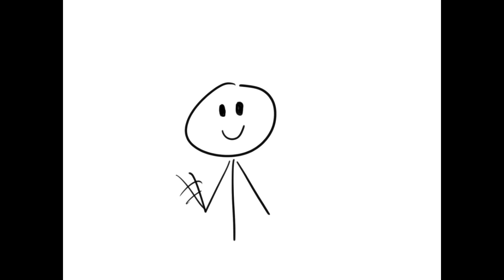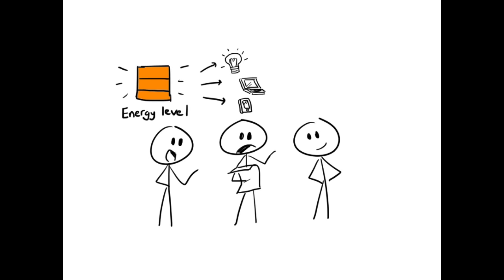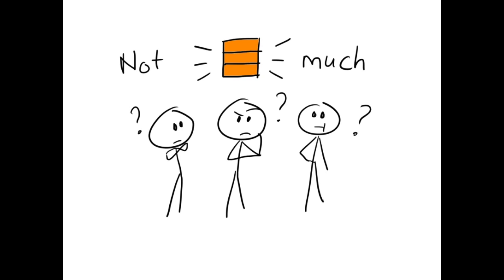Back to Bob. How do we help Bob and his friends plan out their mini-grid? There are a lot of things to think about and questions to answer. How much power are they going to use? How much will it cost? And how much are they willing to pay? What happens when there's not enough for everyone?